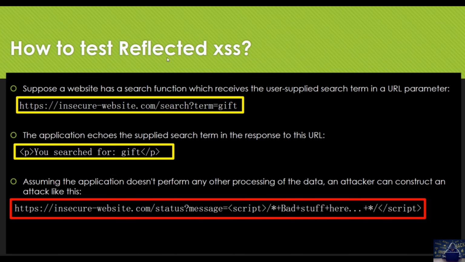So, how can we test reflected XSS? Suppose we have this website, insecureWebsite.com, with search?term=gift. Over here they are using a GET parameter, and if we inject into this GET parameter, we can perform a reflected XSS. As you can see, after the message, instead of gift we have inserted our script, or I can say our payload, and if the payload gets executed, it will show an alert box on the website. Things will definitely get clearer when we do this on our testing environment.